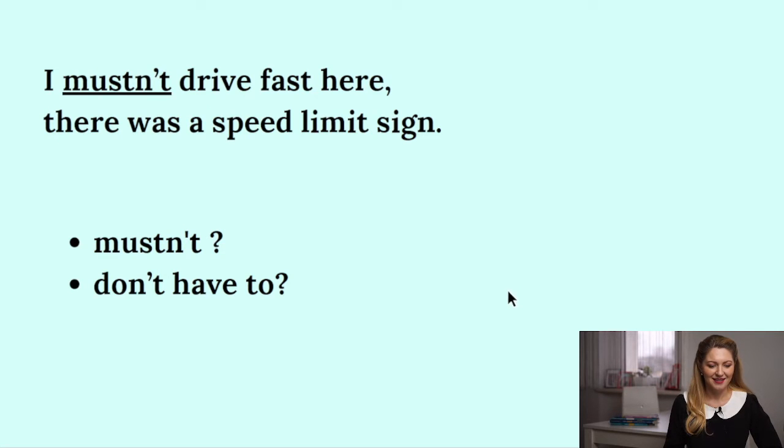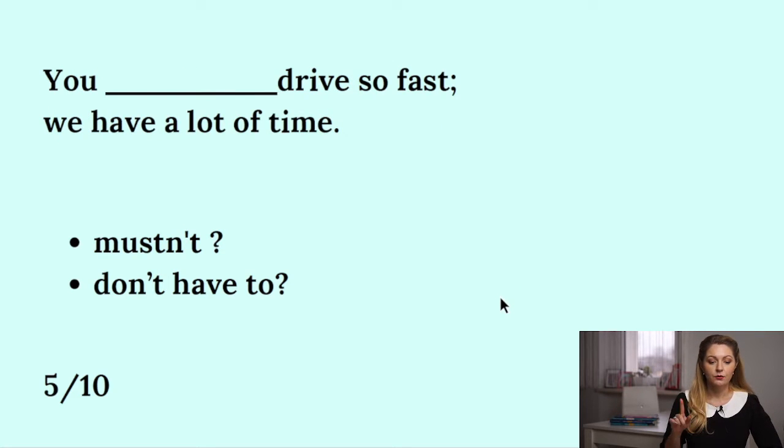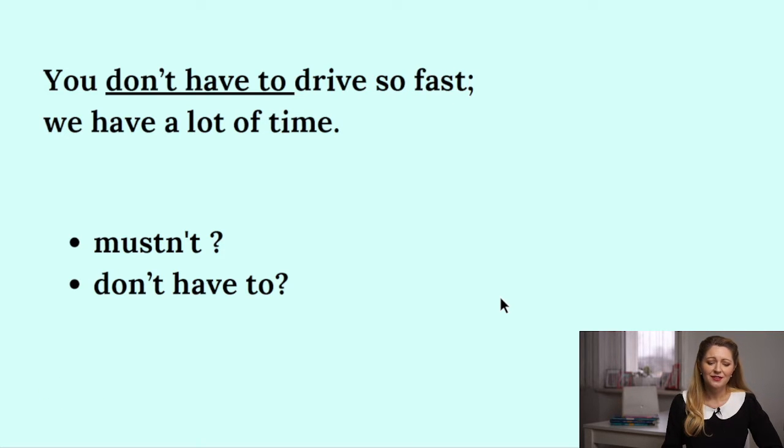Excellent. Next one. You drive so fast, we have a lot of time. I'm showing you. You don't have to drive so fast. We have a lot of time, right? So think of this situation. We have a lot of time. There is no need to drive so fast. You don't have to drive so fast. Good? Next one.